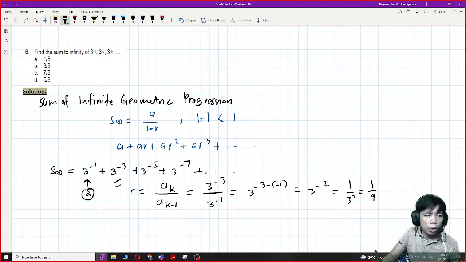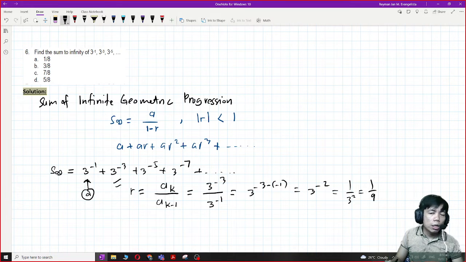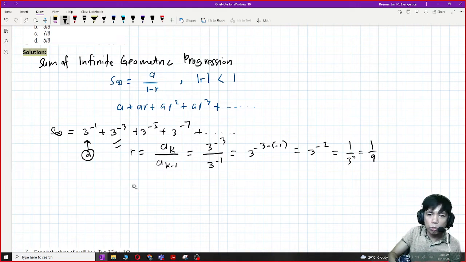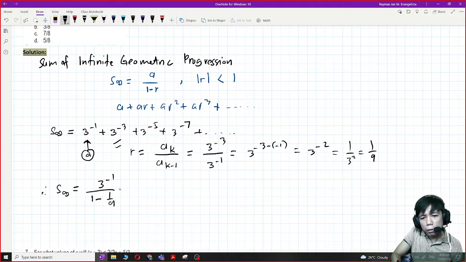So obviously, 1 over 9 is less than 1, so that means the given sum will converge. Just substitute in the formula. Therefore, the sum to infinity of the given geometric progression is the first term, 3 raised to negative 1, which is 1/3, over 1 minus r, which is 1 minus 1 over 9, or 8 over 9.